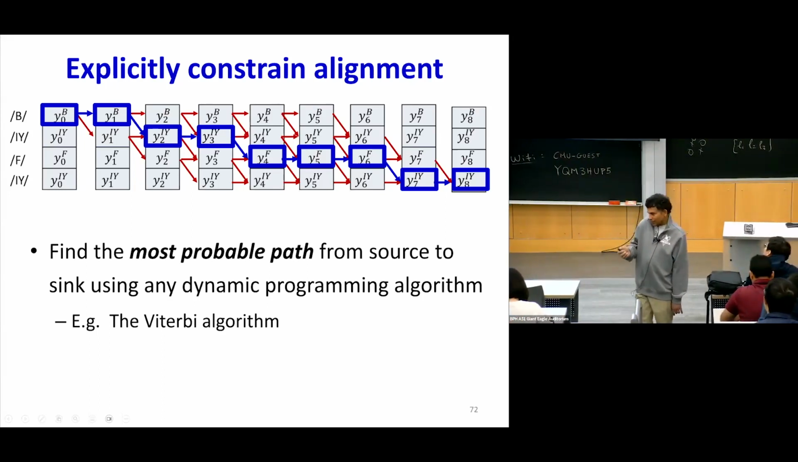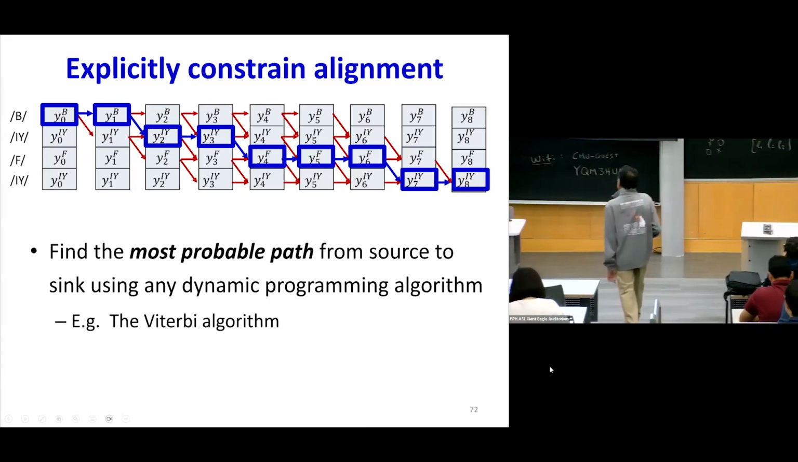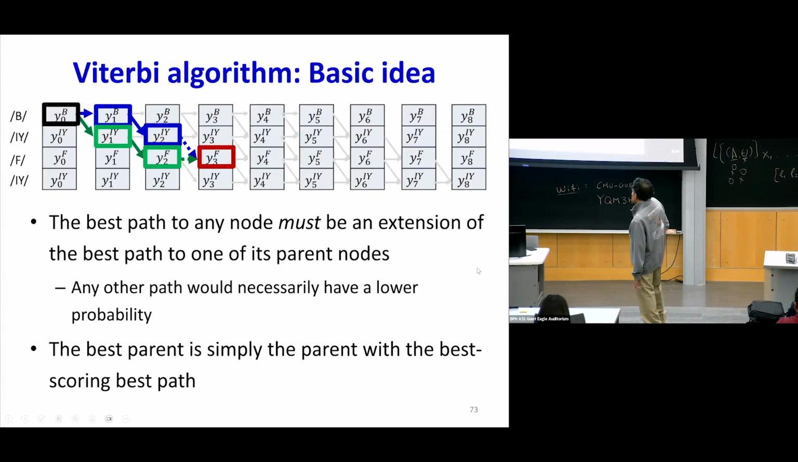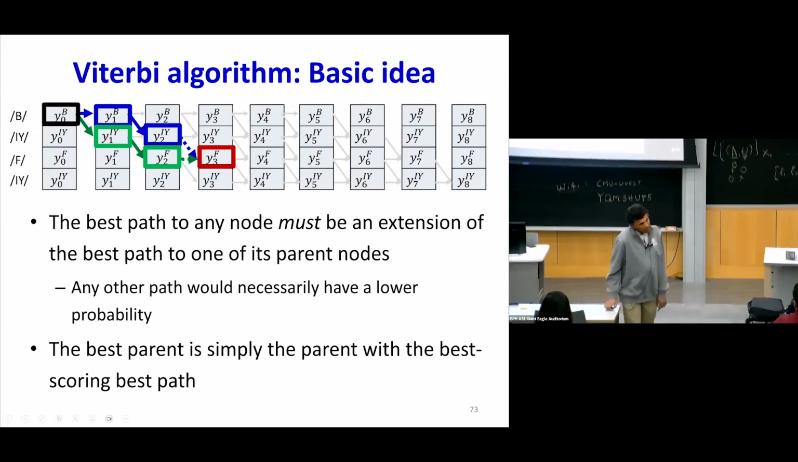So here's what we can look at, right? We want to find the most probable path from the source to the sink. You can use a DP algorithm. And the most common, popular one is the so-called Viterbi algorithm, which looks like this. It's based on a very simple principle, right?